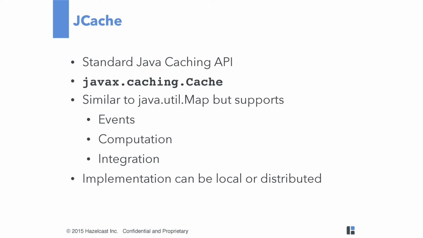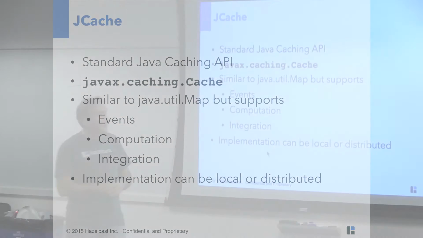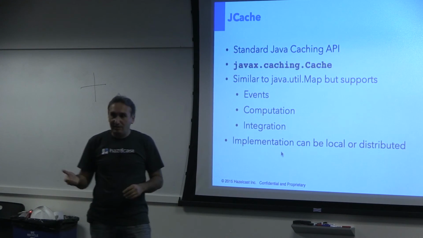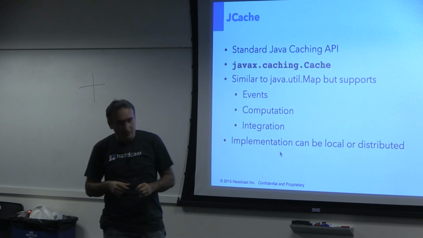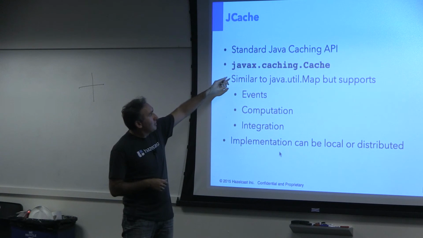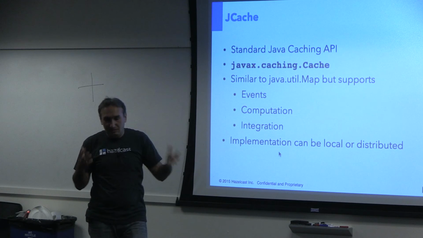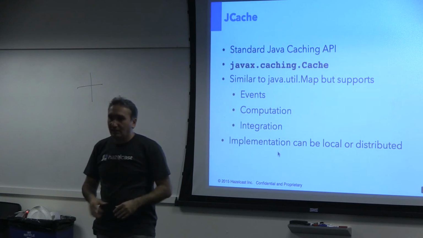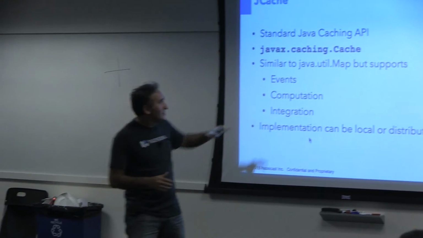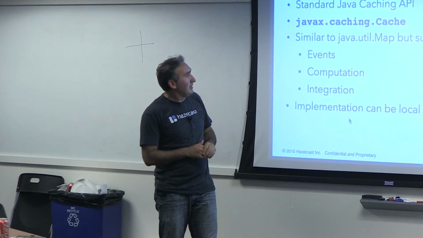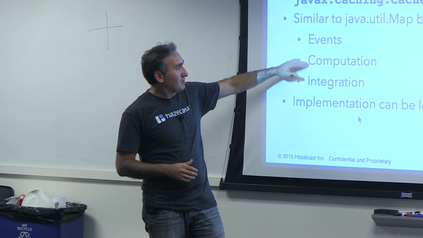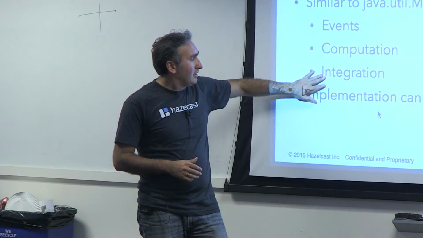So JCache is a new spec for caching in Java. It's finalized recently, and every big container or every big framework will eventually have it. Spring already has it. Java EE 8 will have it. The idea is that you should no longer be using vendor-specific cache APIs anymore. You just use the standard Java caching API. It's very similar to a map with events and computation. We talked about the entry processor. That's what it is, and integration.